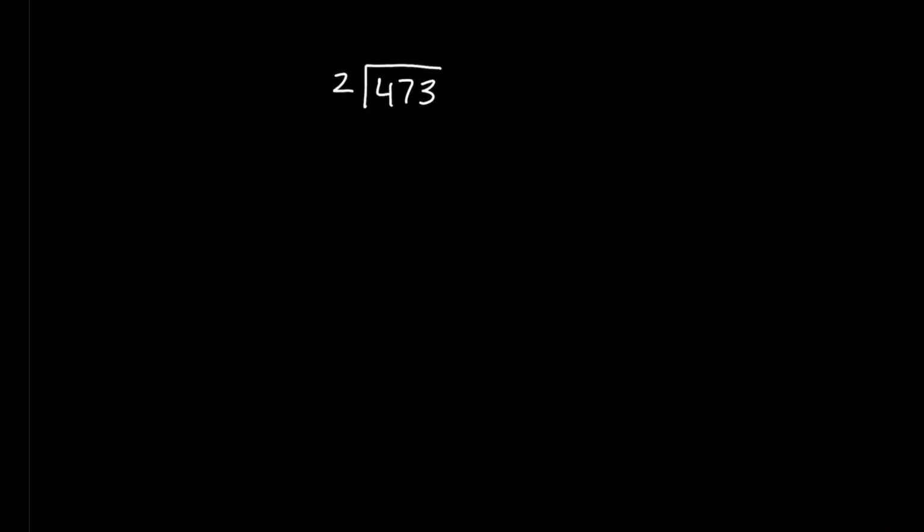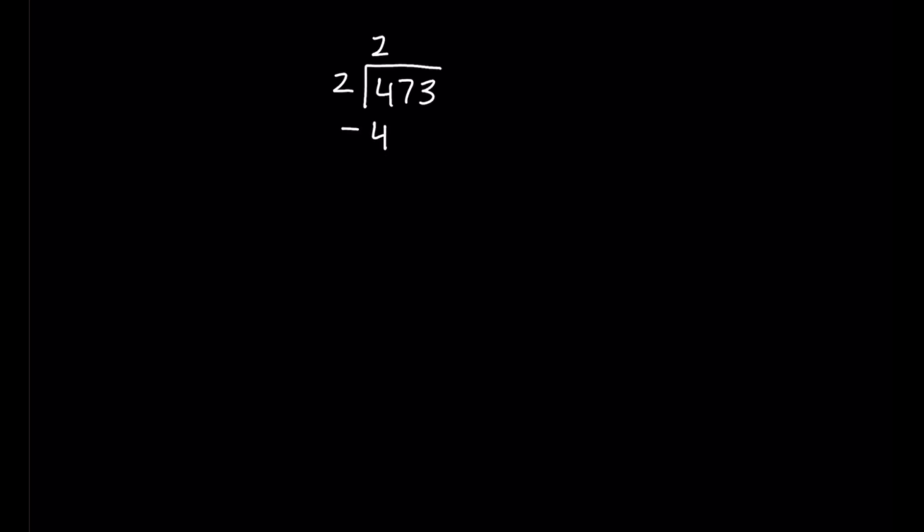So here is our first problem. 473 divided by 2. Our first step is to figure out how many times the divisor goes into the first digit of the dividend. In this case, 2 goes into 4 2 times. So we put 2 on top where the quotient is. And then we multiply 2 by 2. We put it down here to get 4. 2 times 2 is 4.